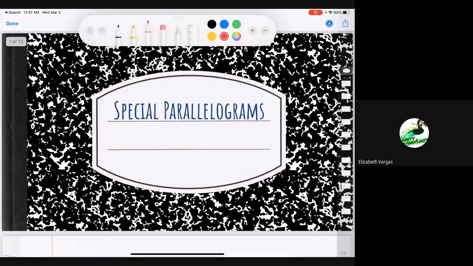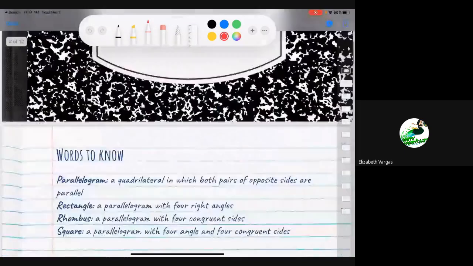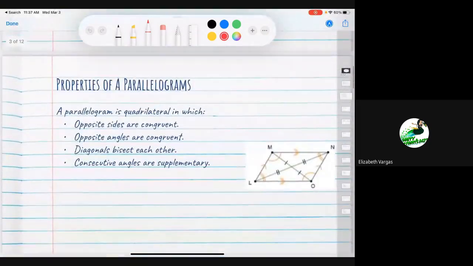Okay, so today we're going to look at special parallelograms. We looked at parallelograms, and specifically we looked at different properties of parallelograms, right? We looked at the opposite sides are congruent, the opposite angles are congruent, the diagonals bisect each other, so they create congruent halves, and then the consecutive angles, those angles that share the same side, are supplementary, so they equal 180 degrees, right?